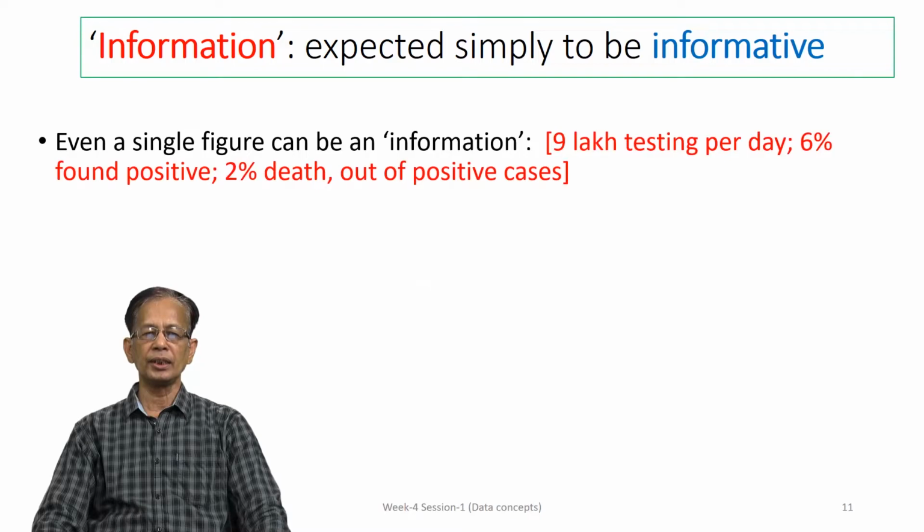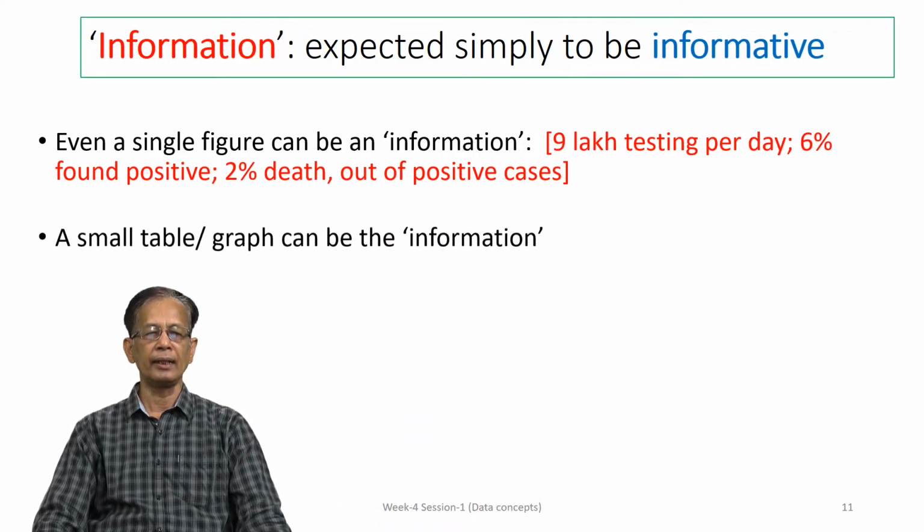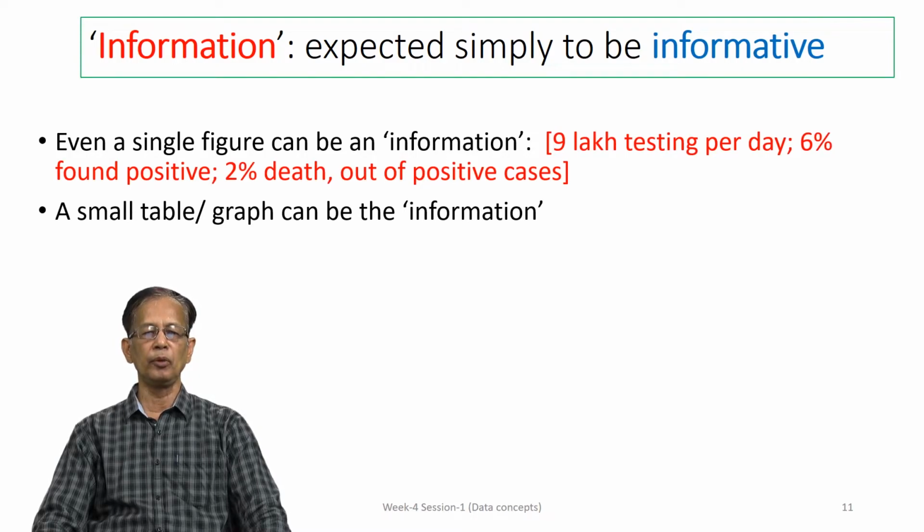Now, as you might have guessed from the two examples, I can say briefly, even a single figure can be called an example of information. For example, if we are telling the fatality, the death percentage, that 2% of the positive cases are dying, that one figure, 2%, is also information, and it tells the tale. And in that context, we have also shown that a table or a graph can also be information.